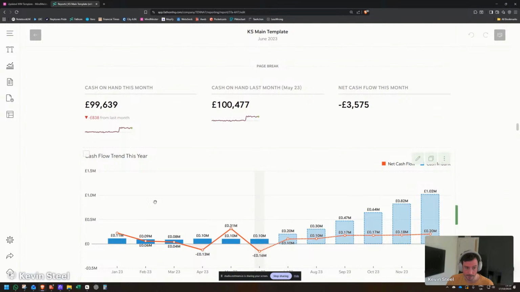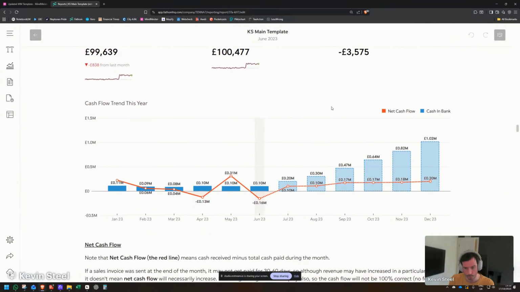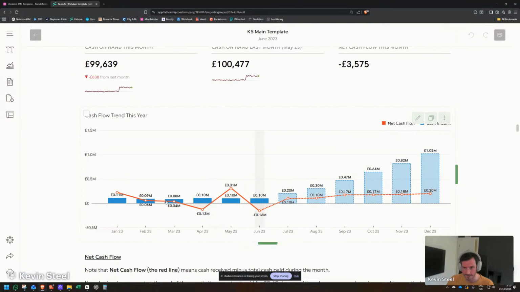Then cash flow as well. So cash on hand this month, cash on hand this last month, net cash flow. So net cash flow being total cash received into all bank accounts minus total cash spent out of all bank accounts. And cash in bank is our blue. Net cash flow is our red. And this helps visualize cash flow for the business.